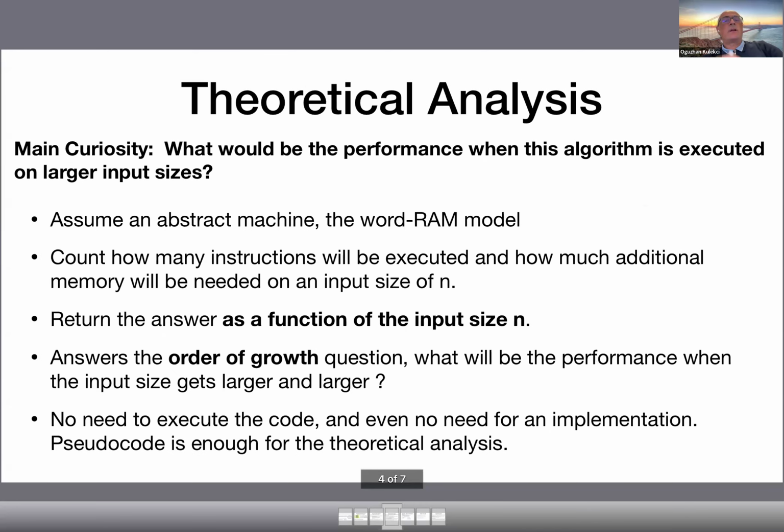So when we come to the theoretical analysis, the theoretical analysis answers our main curiosity. We have an algorithm, and we would like to know what will happen when we execute this algorithm on larger and larger input sizes, even assuming the input size comes close to infinity. How can you answer this? With the theoretical analysis, which is the backbone of this algorithms course, we will assume the abstract machine. We discussed that machine in our previous videos, the word RAM model, okay, so that's a random access machine.